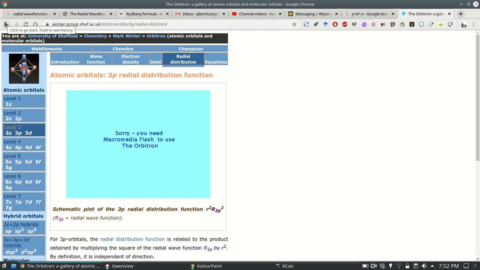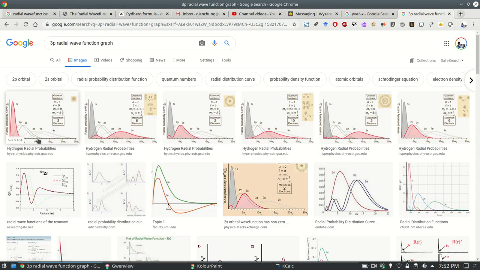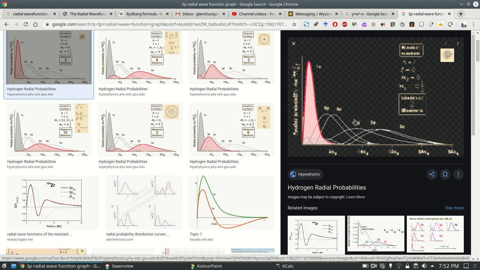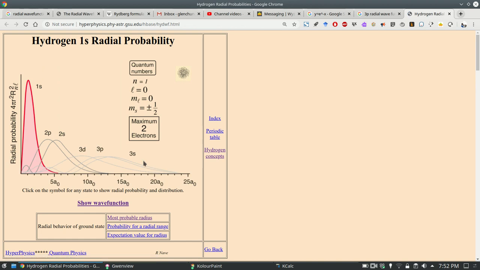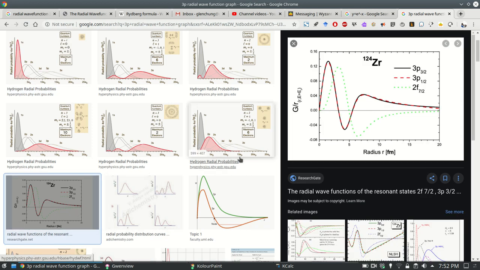Okay, I don't have flash here. Sorry about that. Okay, 3p. Maybe I will look at the pictures. I like this website. Hydrogen radial probabilities. Okay, all right. So this is radial probability. Probability is the wave function squared. That's not what I want. I want the actual wave function like this. Yes, like this. 3p. I don't know what this fractional subscript is, but 3p is something like this.